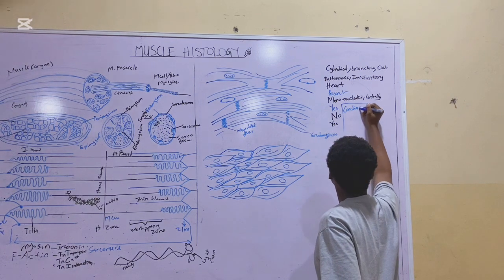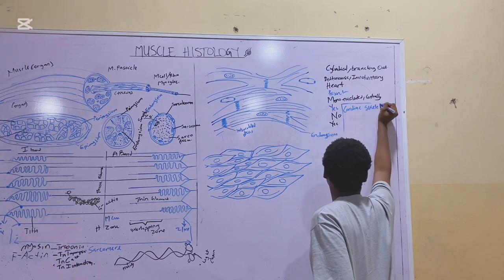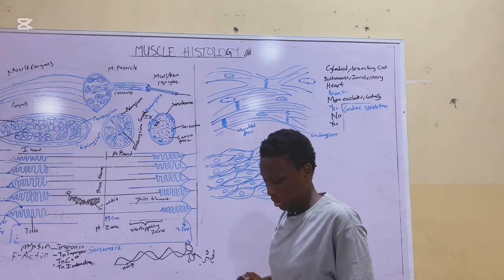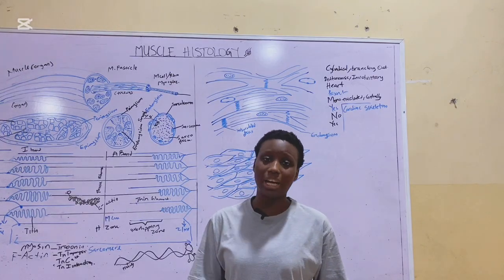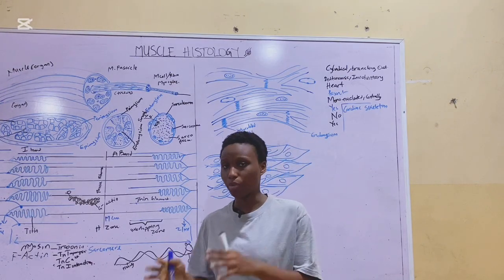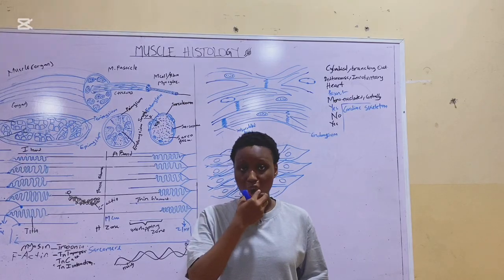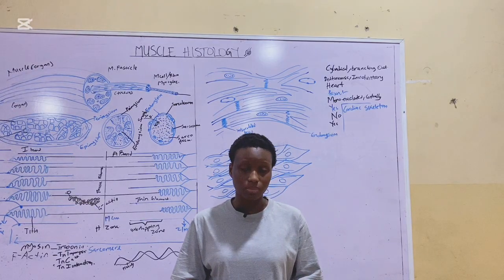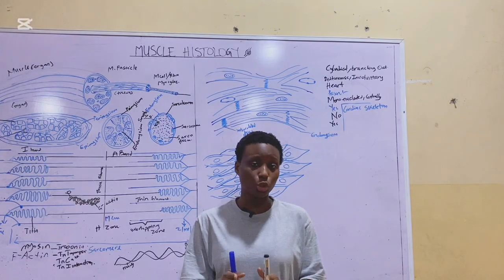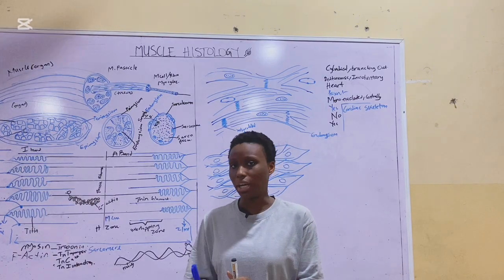Now, the cardiac skeleton is made up of connective tissue, and it provides a supportive, structural framework for the chambers and the valves of the heart.